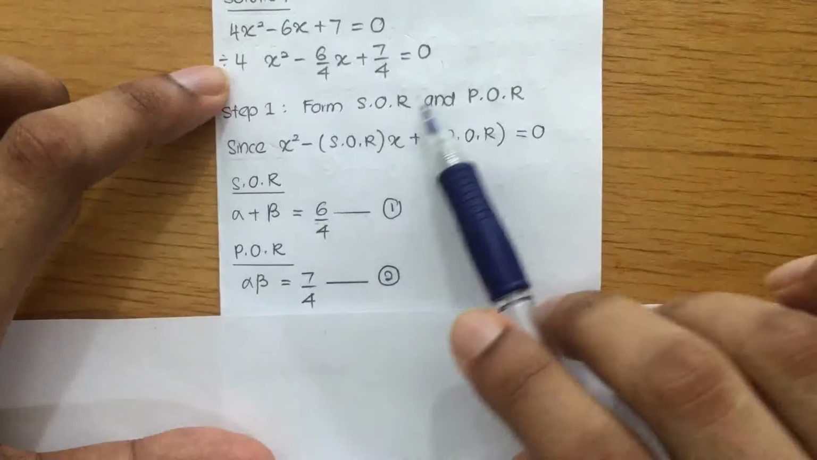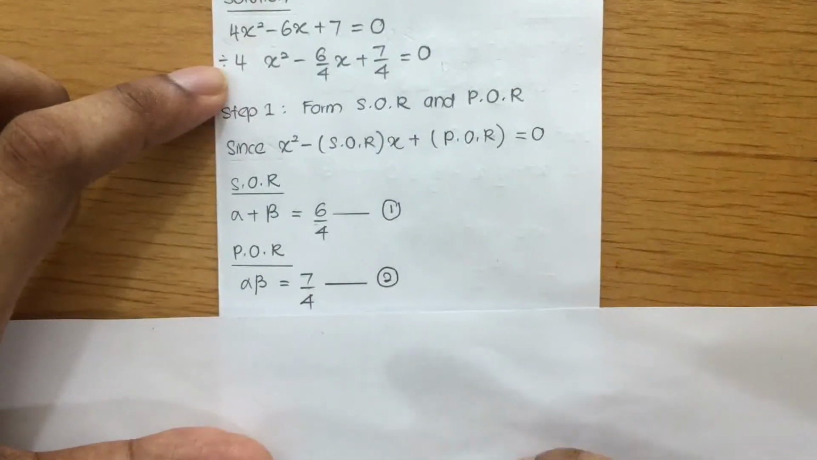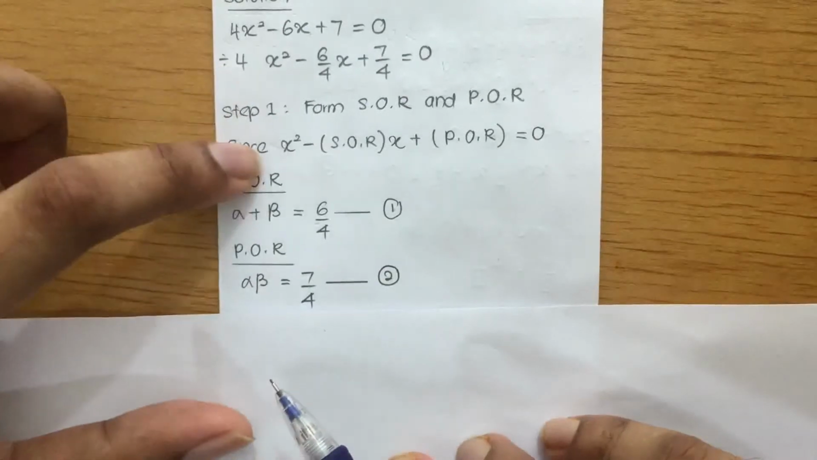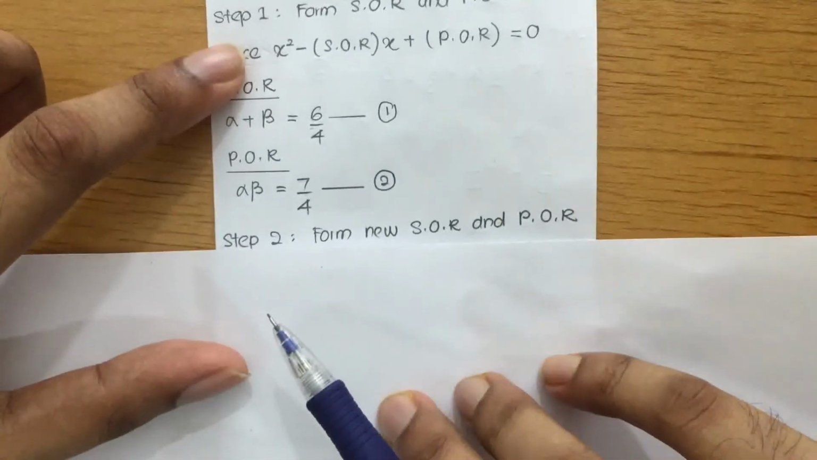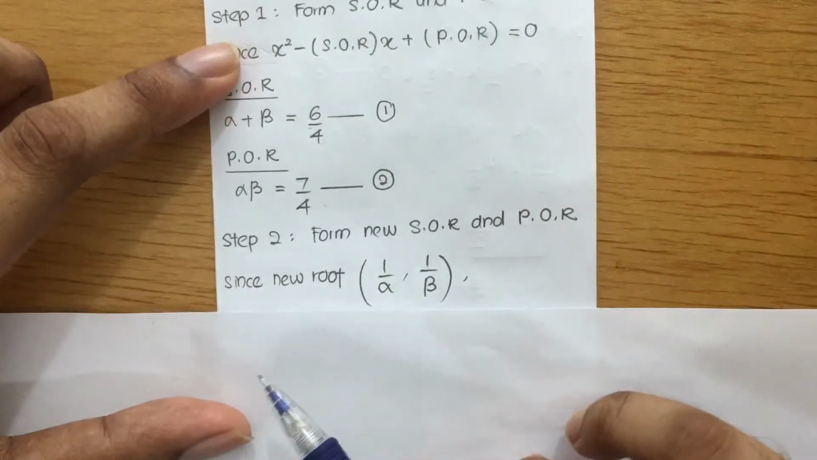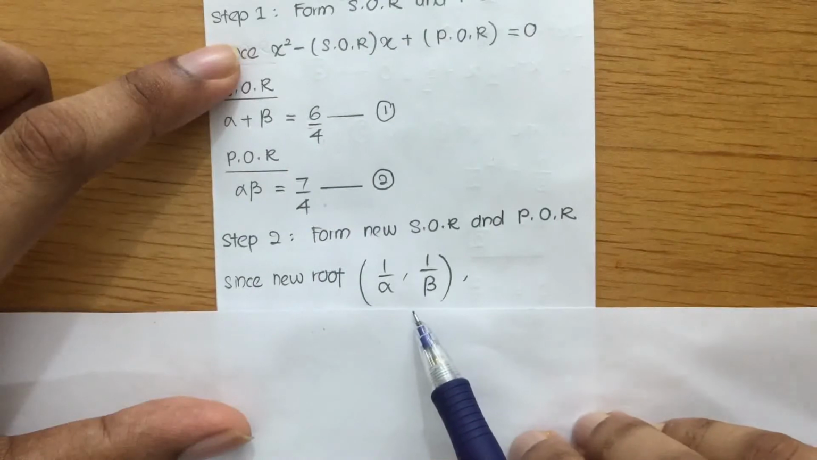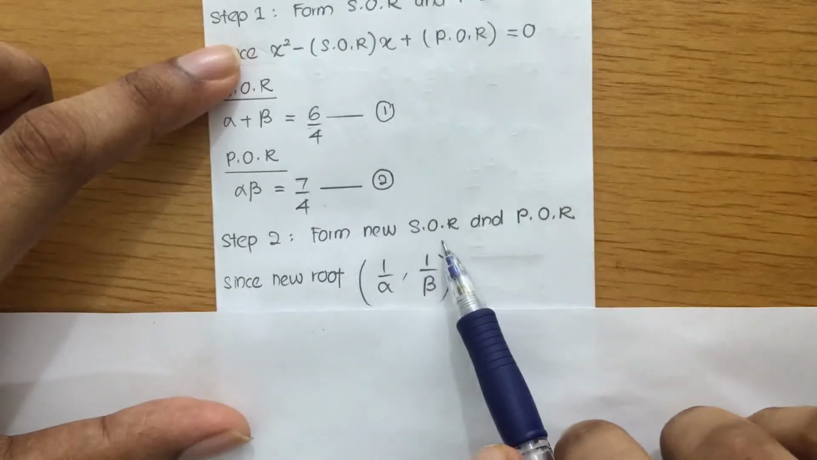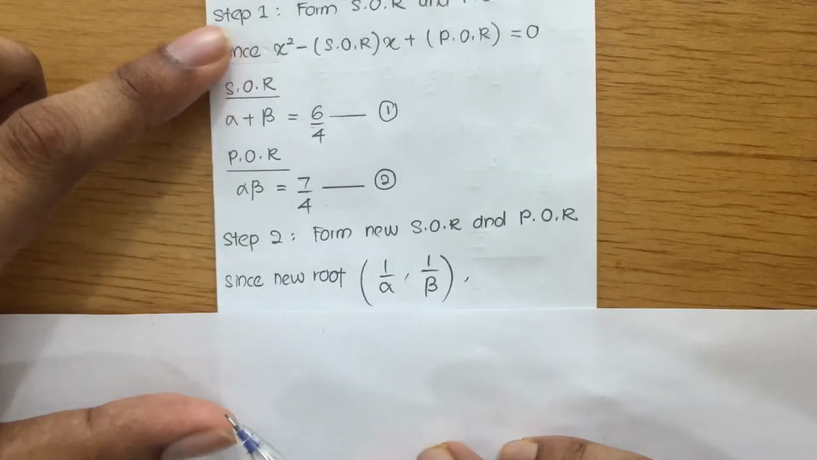We have already formed the SOR and POR based on this quadratic equation. For the next step, we're going to form a new SOR and POR, since the new roots given by the question are 1 over alpha and 1 over beta. So we're going to form the new sum of roots and product of roots based on the given new roots. Let us continue.